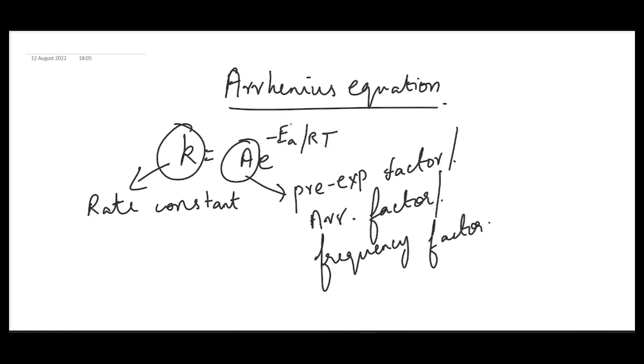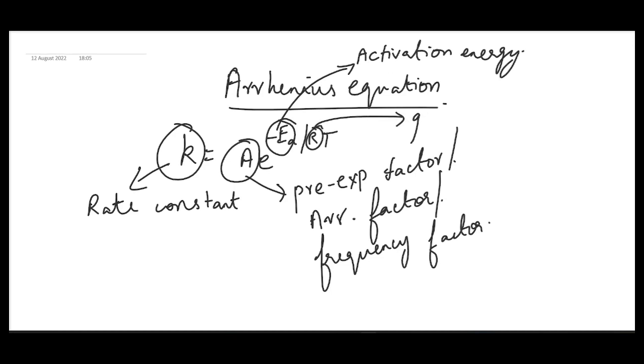Now in this exponential term, there are three terminologies which are involved. The first one is known as the activation energy, which is denoted by Ea. Ea is nothing but the activation energy. And R we already know, R is nothing but the universal gas constant, and T is nothing but temperature.